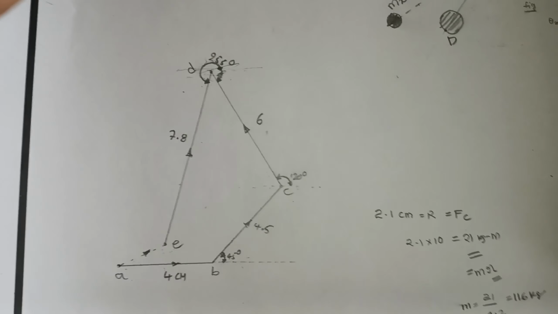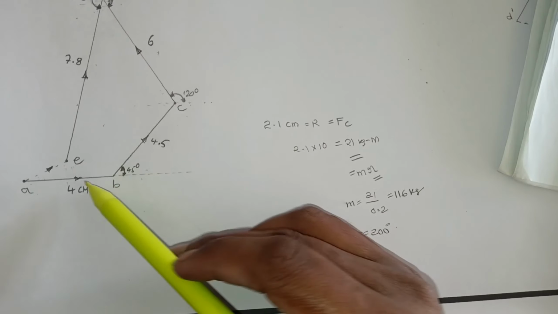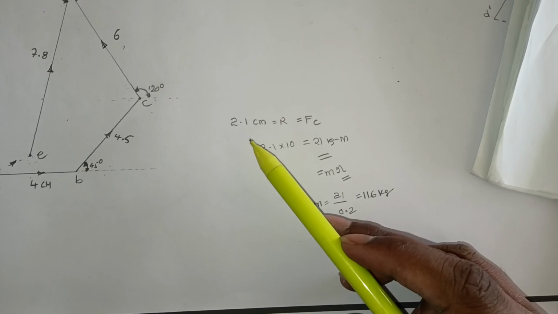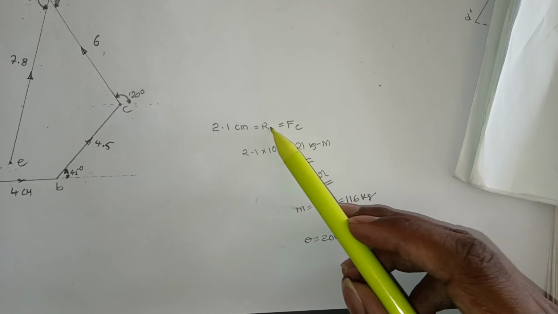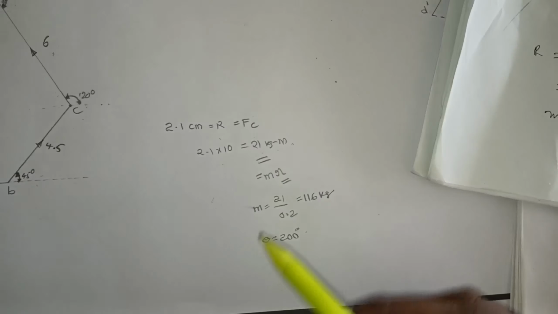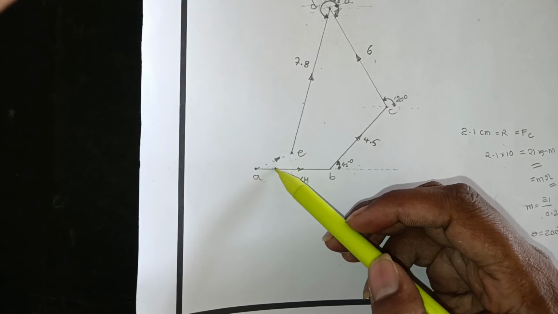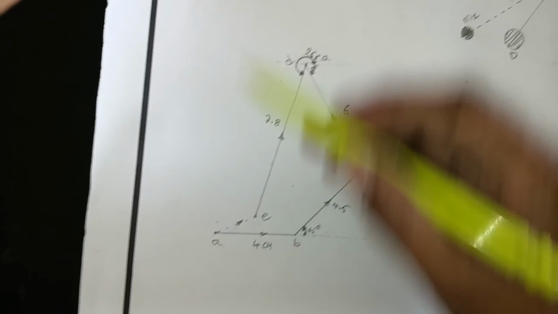Both are the same process. At the end we will get the AE value 2.50 centimeters. That means you have to convert as per the scale factor, that is 21 kg meters. That is nothing but the mR value, the centrifugal force. You know the R value, so from this we can get the mass value. To get the angle, you can measure here, or here also.